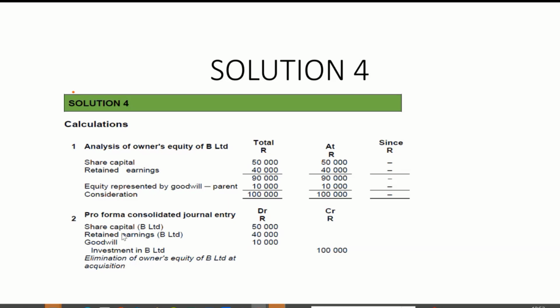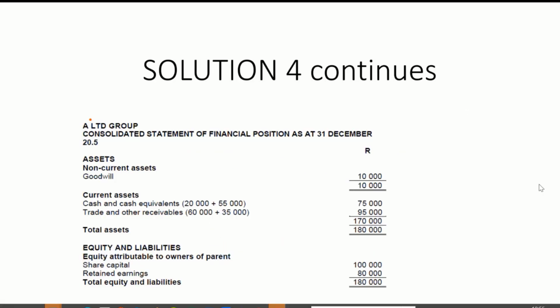So in our consolidated entry, we will do the same thing. We eliminate, then we recognize goodwill. We are not eliminating goodwill; we are actually bringing goodwill into the company, because when we bought it, we got goodwill. So the same procedure: debit share capital, debit retained earnings. All right, cool. Now we have goodwill of 10,000, because instead of the net asset value of 90,000, we actually purchased it for 100,000, giving us a 10,000 rand goodwill.